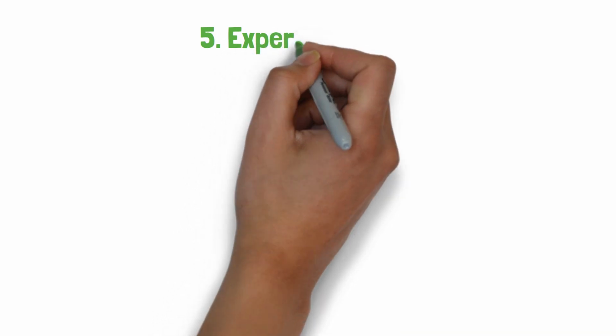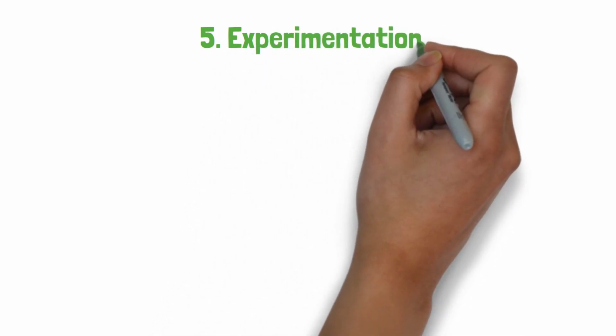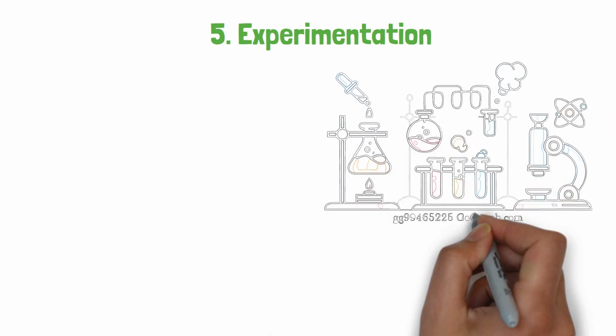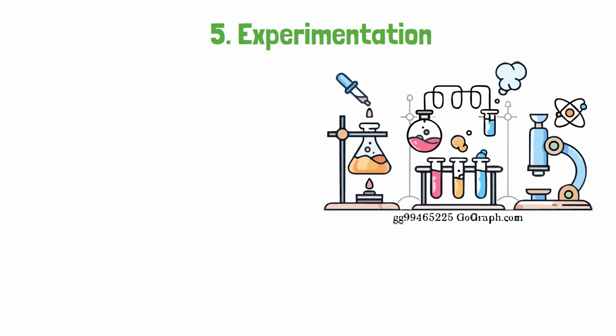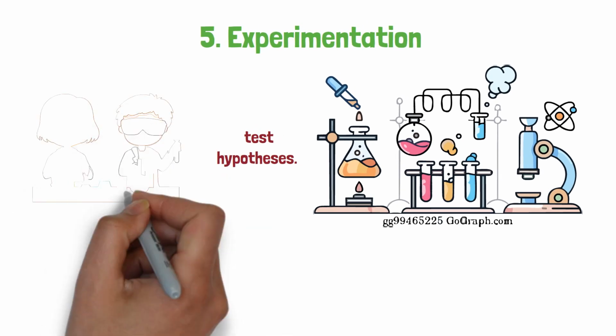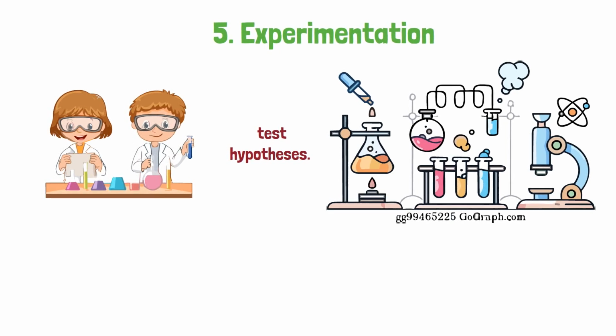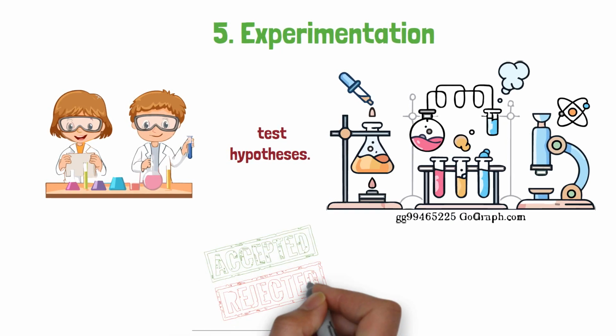5. Experimentation. This is a crucial step where biologists design and conduct experiments to test their hypotheses. The deductions drawn from hypotheses are rigorously tested to determine if they are correct. Correct hypotheses are accepted, while incorrect ones are rejected. Accepted hypotheses can lead to further predictions for testing.